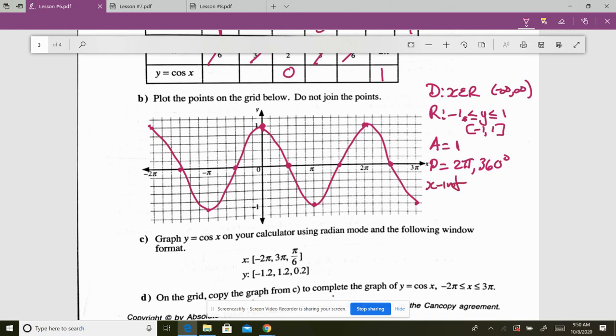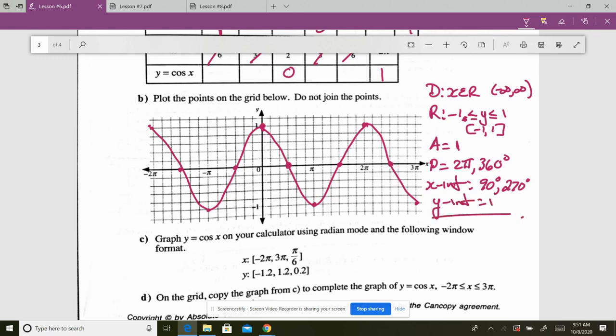X-intercepts. Just give me the first two from 0 to 360 or 0 to 2 pi. You can give it to me in degrees if you want. 90 and 270. And the y-intercept is 1.